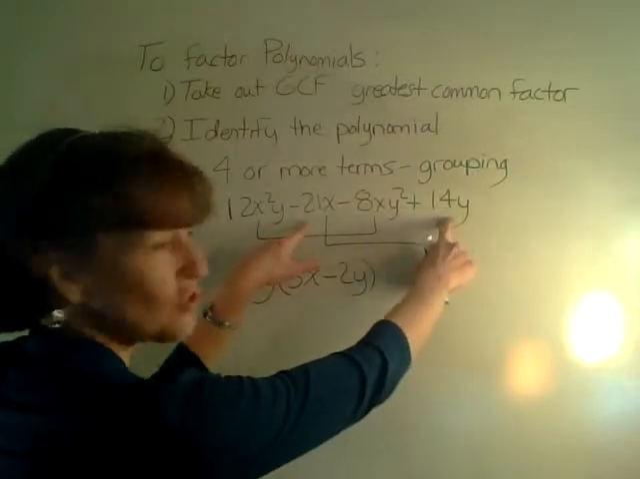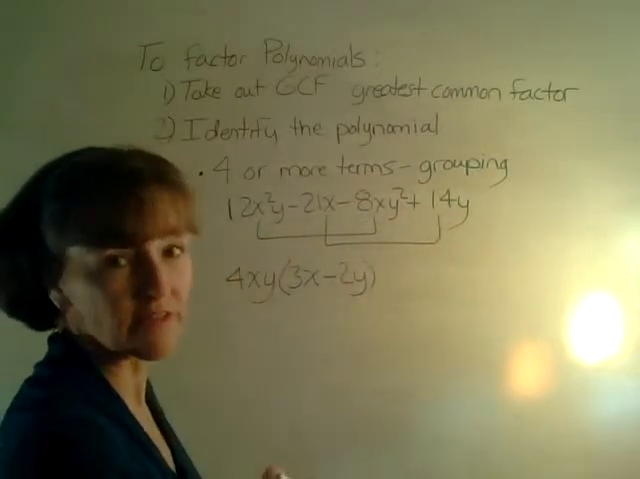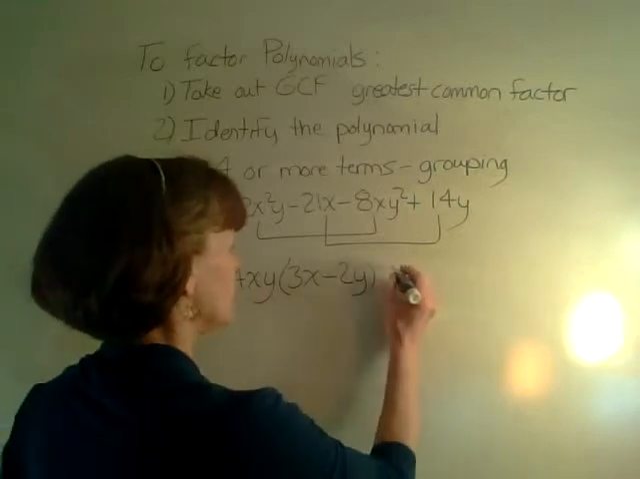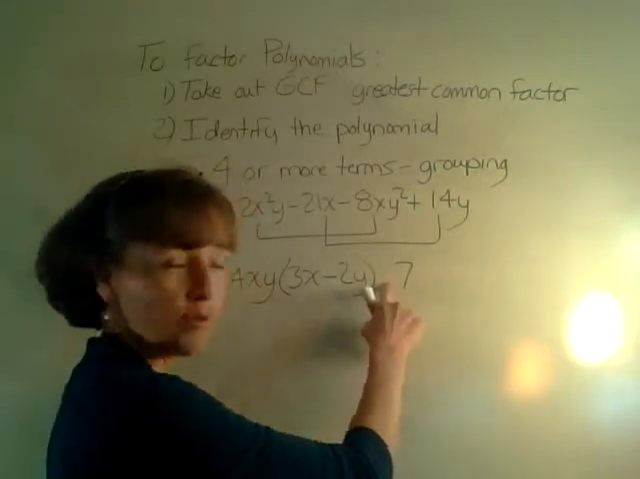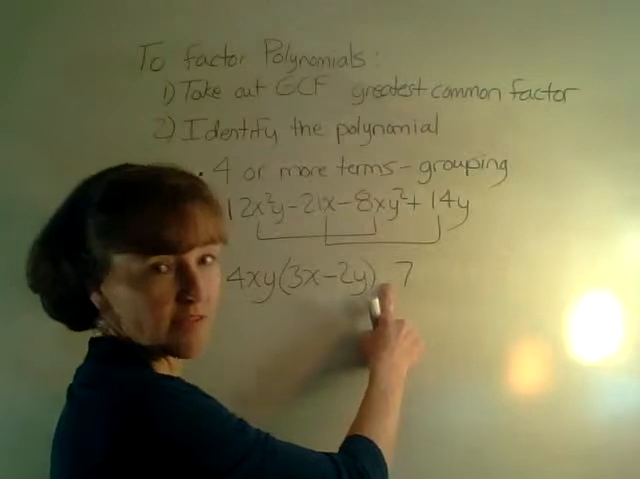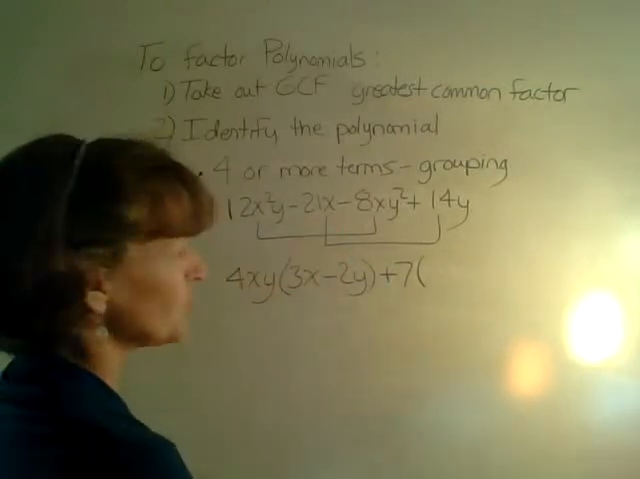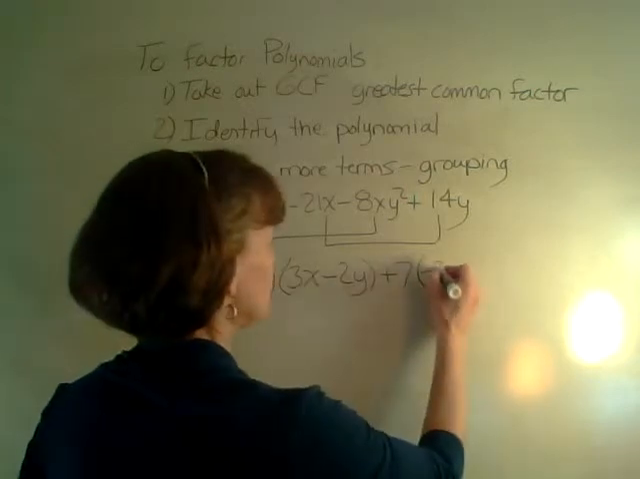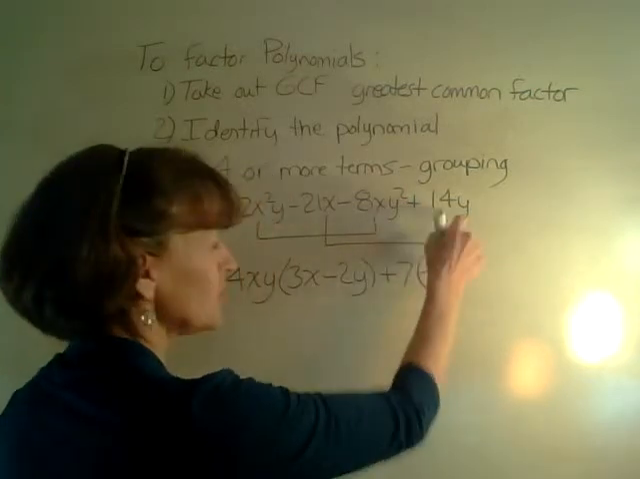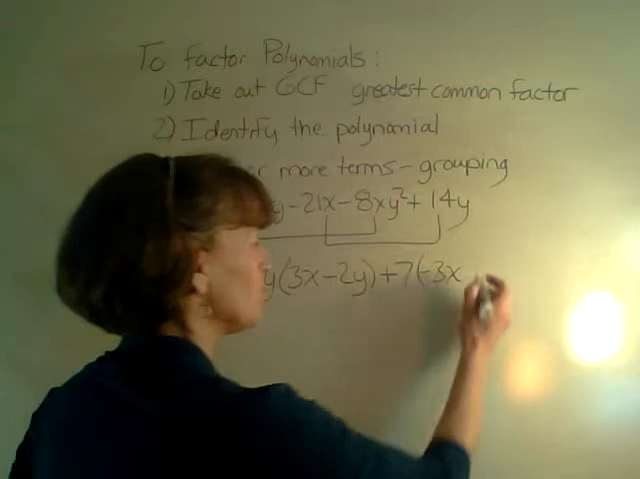Alright, now when I look at these two terms, I can see that they both have a 7 in them. So I'm going to take out a 7. And remember, you have to write either a positive or a negative sign in front of the 7. So I'm going to take out a plus 7. And when I divide negative 21x by plus 7, I get negative 3x. And when I divide 14y by plus 7, I get plus 2y.